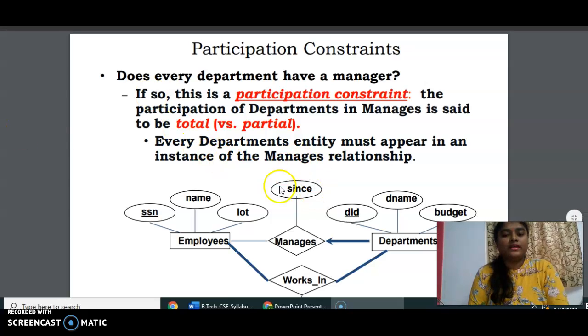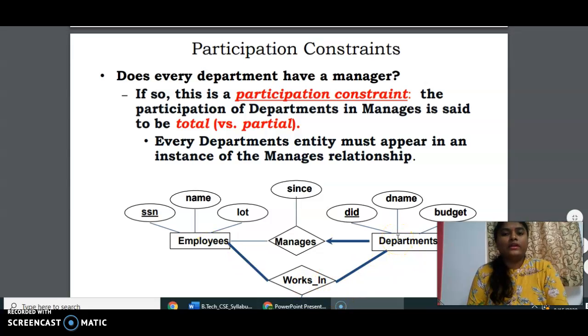Here in this example they have taken that all the employees will work in some department. That means if you want to become an employee of this organization, then you should work in any one of the departments. Hence the relationship is strong between works in and employees, as well as works in and department. This type of relationship is known as a ternary relationship, where we have two types of relationships. Right?